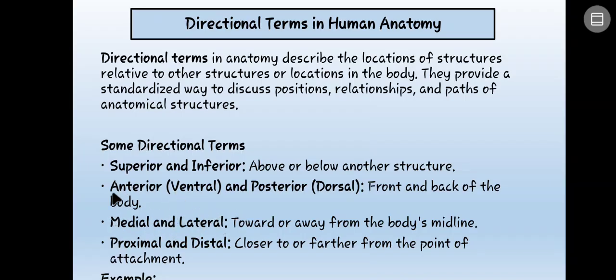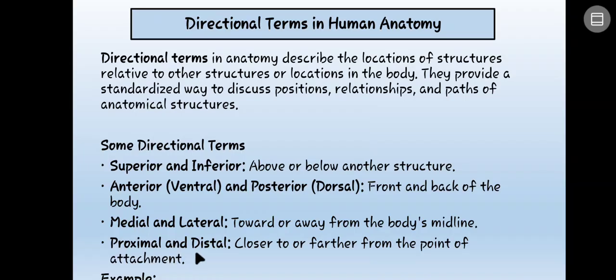Medial or lateral. If you say medial, it means towards the midline. Lateral means away from the midline. So if you say something is medial, that thing is towards the midline or within the midline. If you say something is lateral, it's away from the midline. For example, the sternum is medial to the lungs, meaning it's towards the midline, in between the lungs.